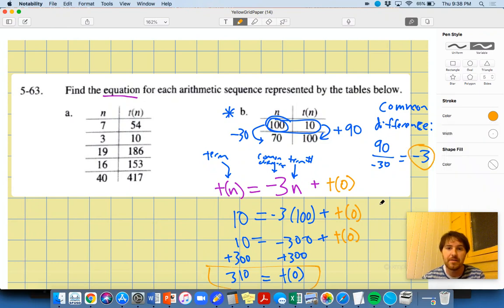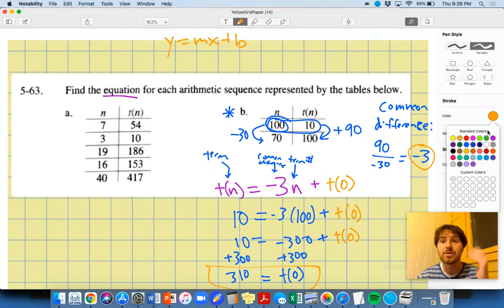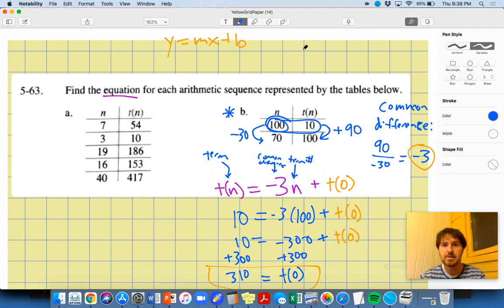I have my common difference right there. This works just like y equals mx plus b, where if I have my y-intercept, I can pop it in right here, and if I have my slope, I can pop it in right here, and I'd get my equation of a line. But is this a connected line? No, it's not. It's a sequence. So we use this t of n: there's a term number, the input, and t of n is the output, the term itself.